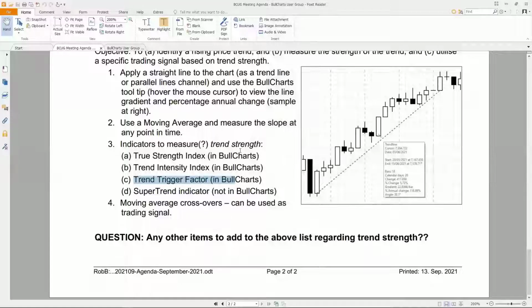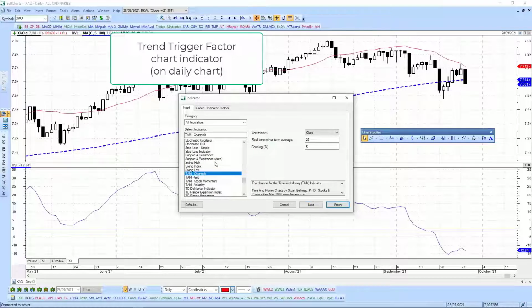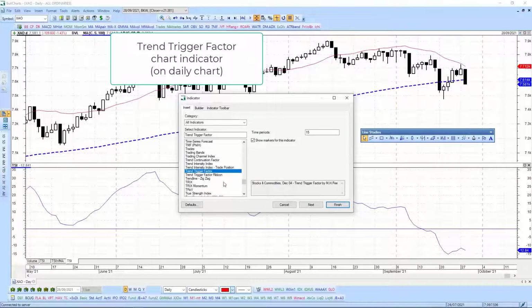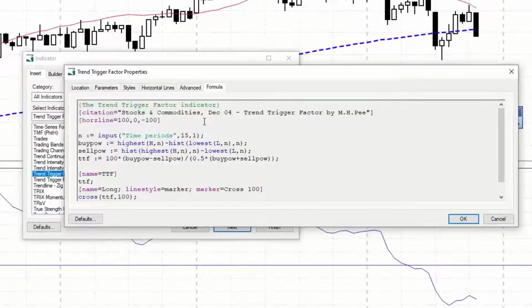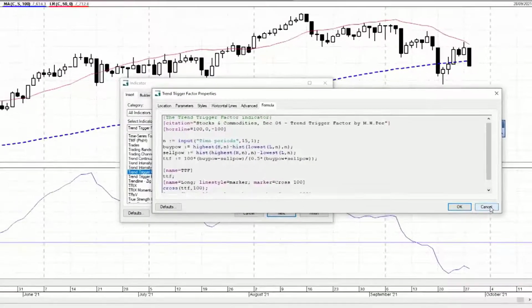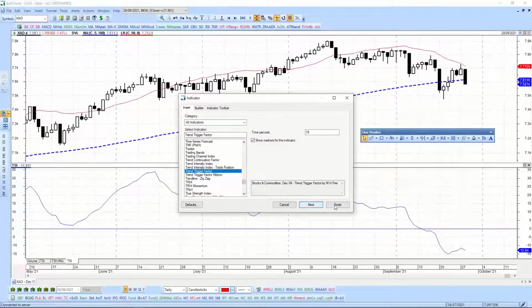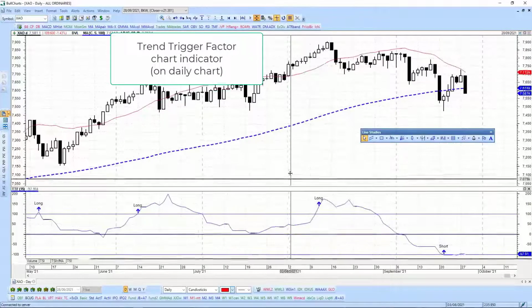What else have we got here? Trend trigger factor. What's a trend trigger factor? Does anyone know? Trend trigger factor. Let's have a look at the formula. Stocks and Commodities magazine again, December 2004. Let's put that on the chart. Oh, in its own pane, there it is.